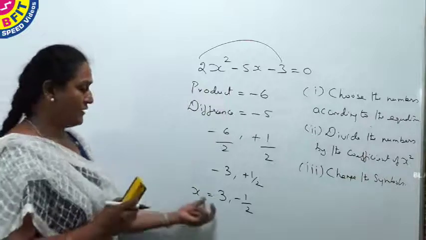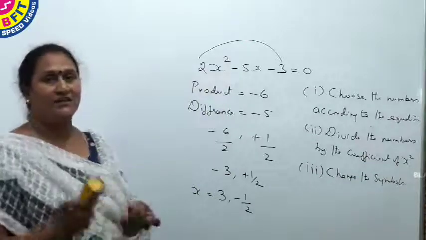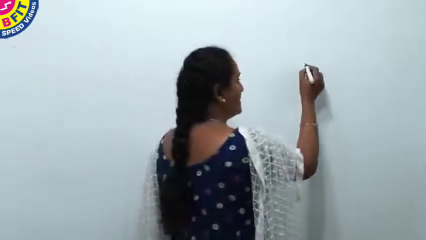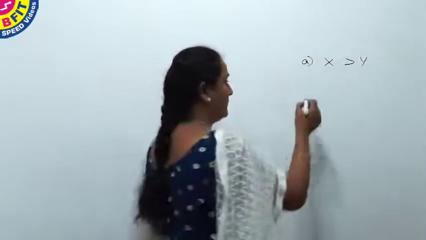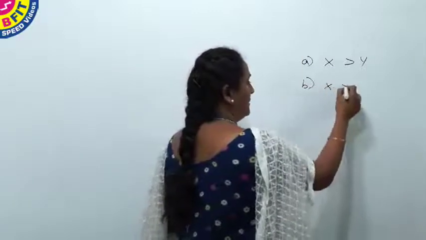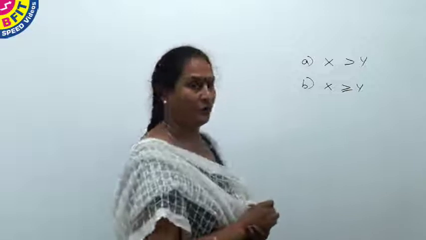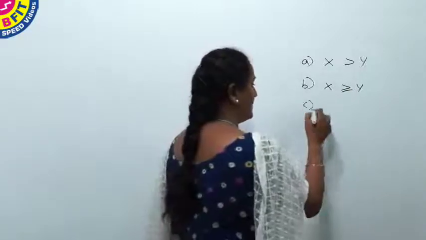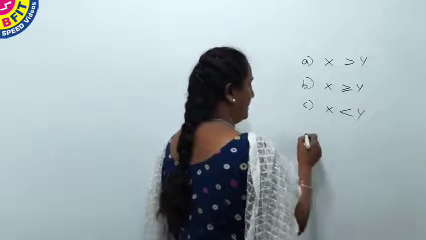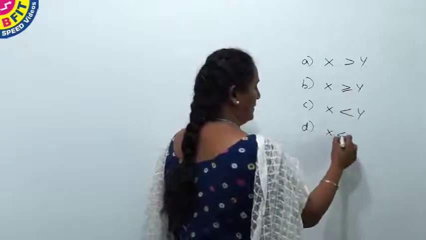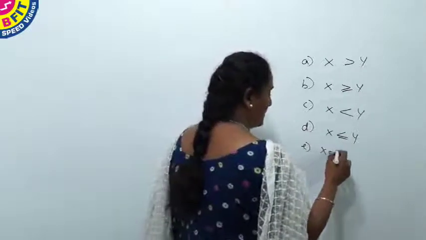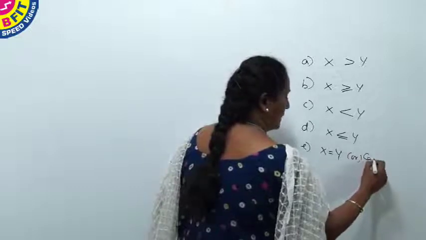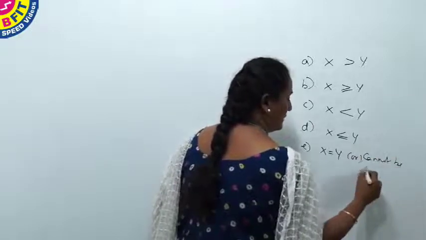So now after solving and getting the values, you will be given a set of options. So you have a standard set of options. Whenever x is greater than y, you go for option A, and option B when x is greater than or equal to y, and C when x is less than y, and D when x is less than or equal to y, and option E when x is equal to y or cannot be determined.